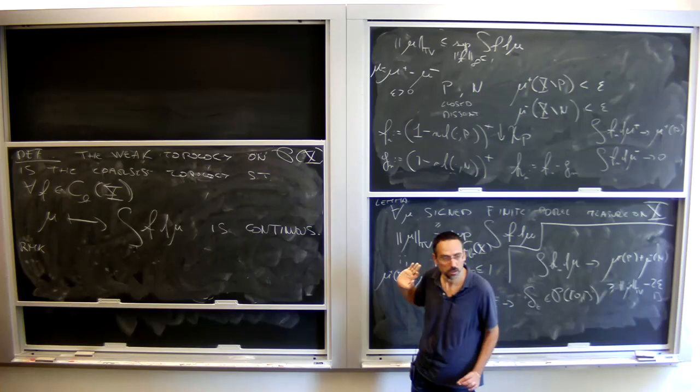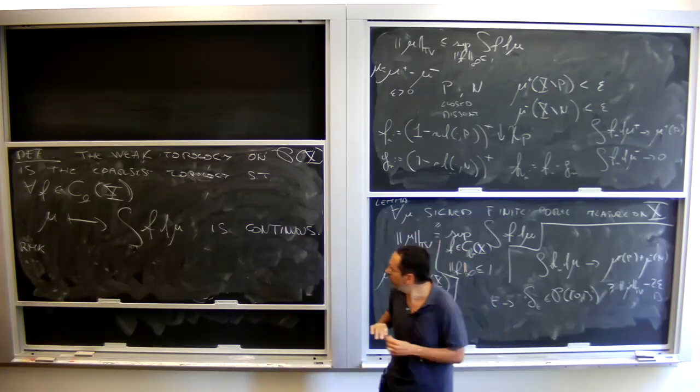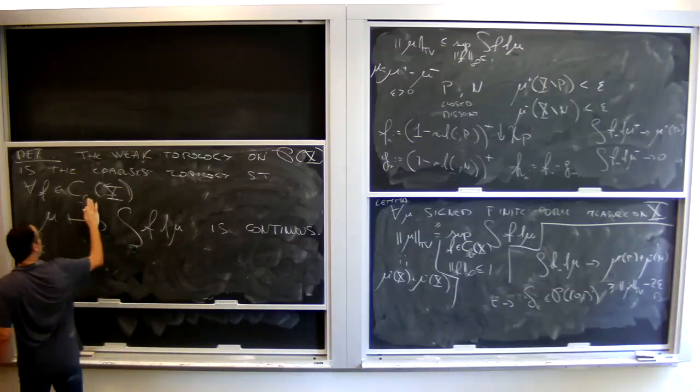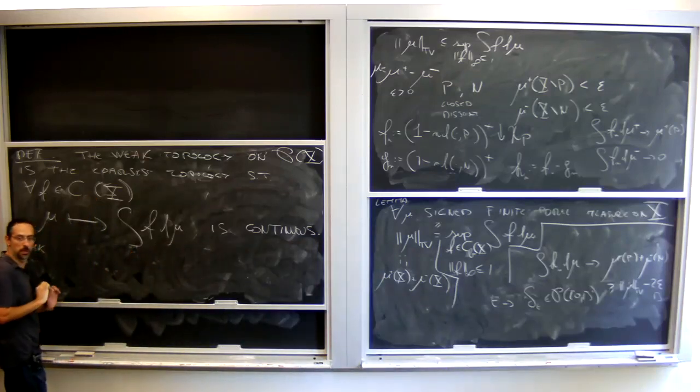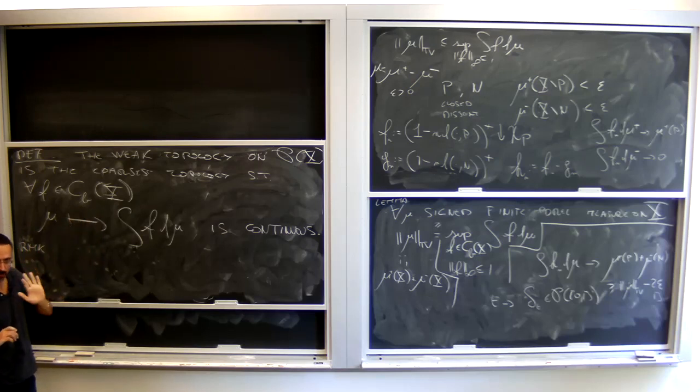No, continuous and bounded function. Sorry, no, this is CB. Okay, maybe I should clarify a little bit the terminology. So CB means continuous and bounded. If I want bounded support, I write BS, the bounded support. Okay.